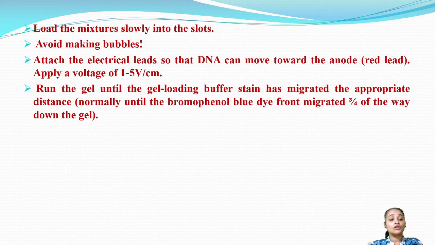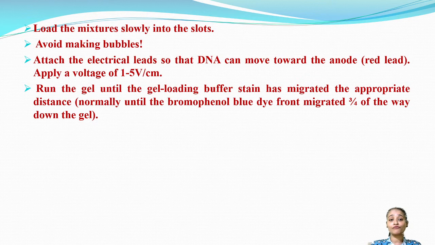Now let us come to documentation. After the gel has run, load the mixture slowly into the slots. Avoid making bubbles. Attach the electrical leads after you properly load your samples and your molecular weight marker, so the DNA can move from the cathode to the anode, which is the red lead, which is positively charged, because your DNA is highly negatively charged, so it has to move from your black cathode to your anode, that is the red lead.